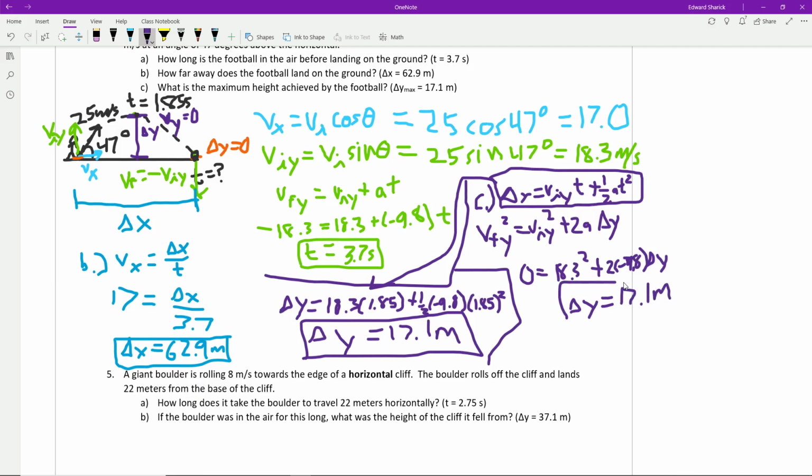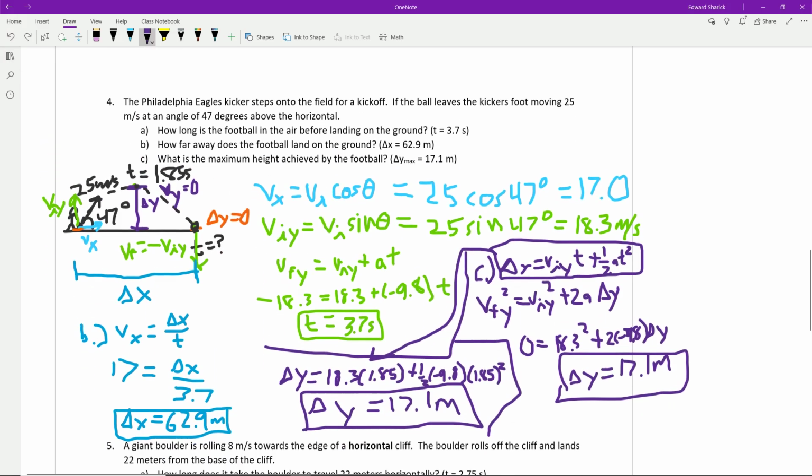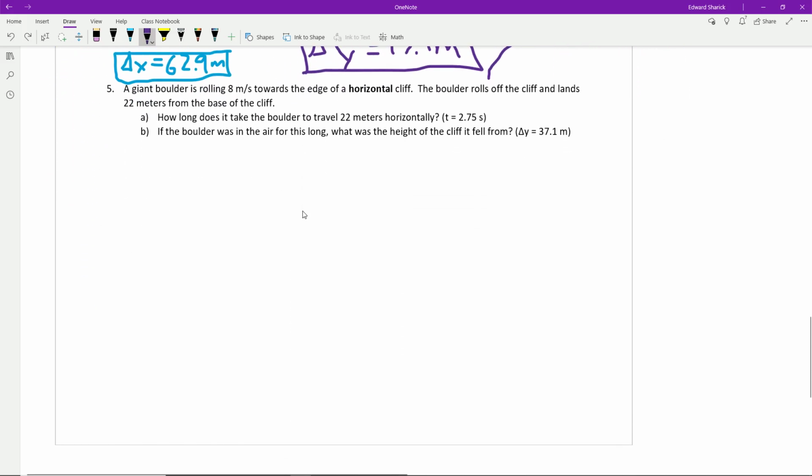So again, two ways to approach that problem. Both should give you the final correct answer. All right, so that is an example of the horizontal launch, angled launch, flat to flat. And I'm just going to do one more problem here with the horizontal launch. And that should be good.